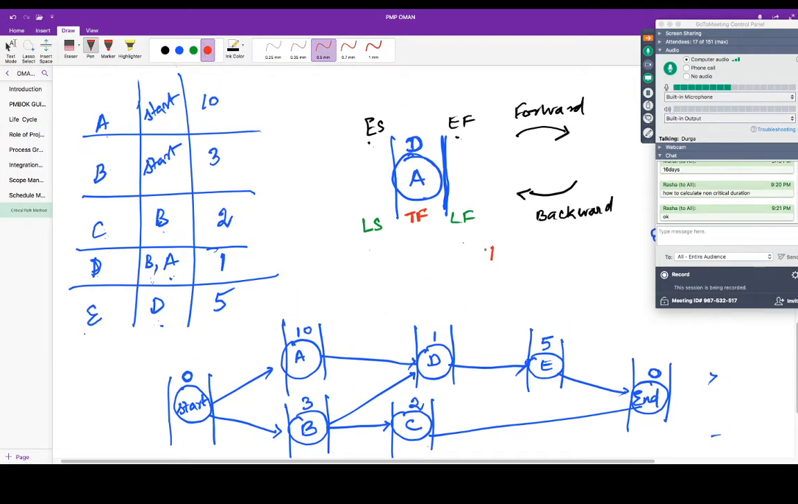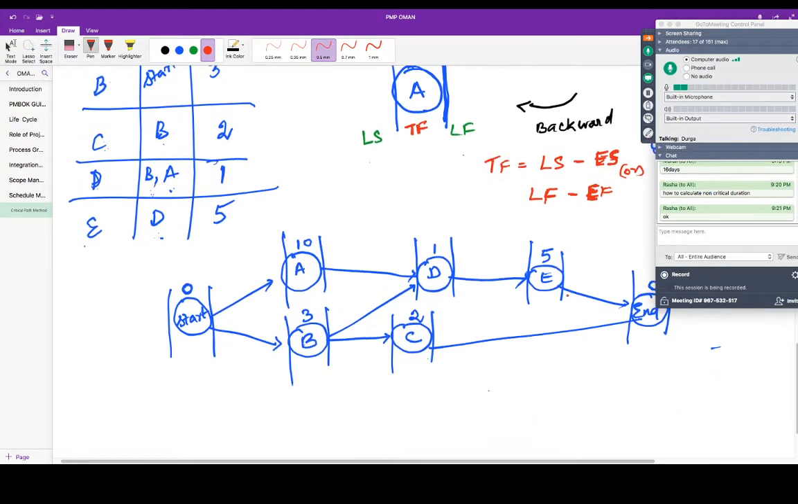Total float is equal to LS minus ES or LF minus EF. Actually here it is OR because we do not have any complication of lead, lag. So we have a very simple network. So either way, even if you subtract ES from the LS or EF from the LF, you're going to get the same answer. So total float is equal to late start minus early start or late finish minus early finish. Okay, so this is the formula.